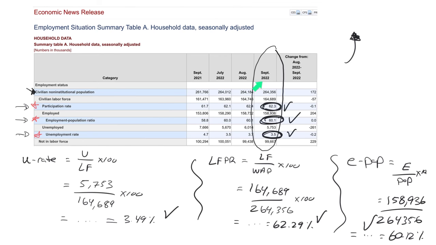So there you have it. We have the most recent data from the BLS. And using our labor force, employed, unemployed, we're able to calculate participation rates, employment population ratio, and unemployment rate. These equations are what you're going to need in your intro to macroeconomics class.